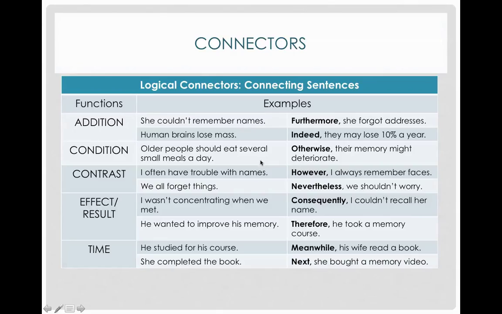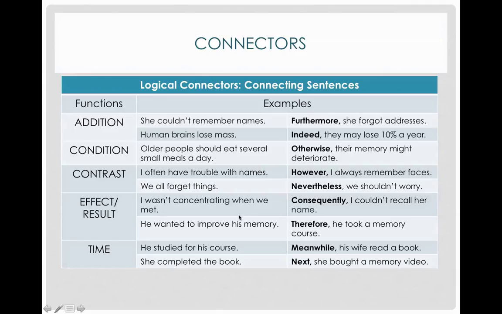Condition: older people should eat several small meals a day. Otherwise, comma, their memory might deteriorate. Deteriorate means get lower, get less. And there's your comma. For contrast, I often have trouble with names. However, comma, I always remember faces. We all forget things. Nevertheless, comma, we shouldn't worry.